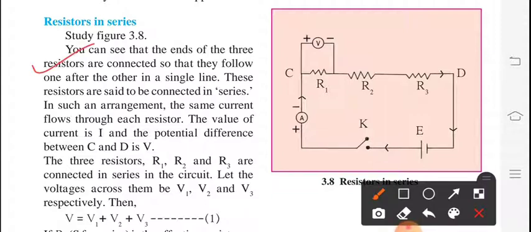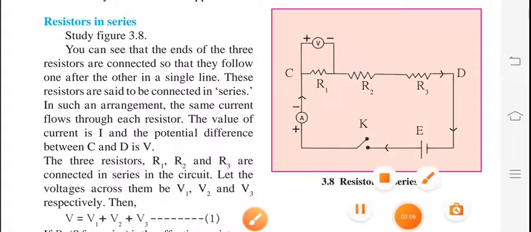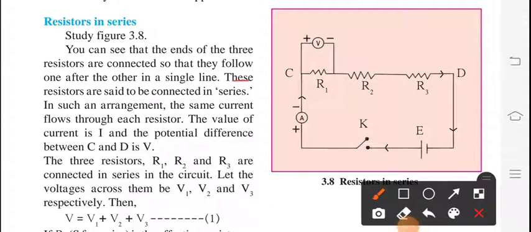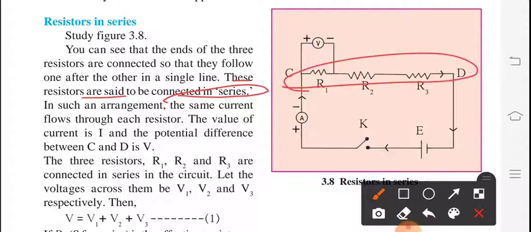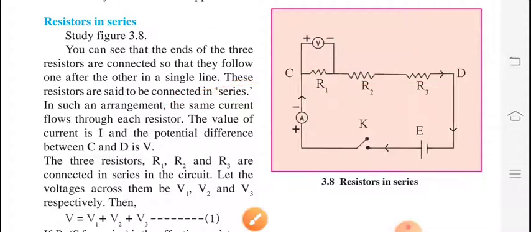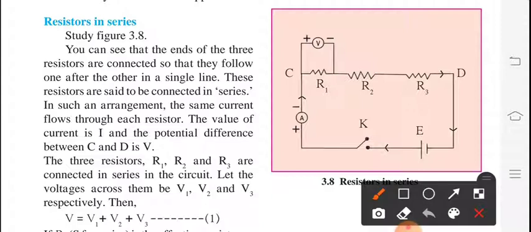We can see that the ends of the three resistors are connected so that they follow one after the other with a single line. These resistors are said to be connected in series. Resistors which are connected with a single line, such a combination is called a series combination. In such an arrangement, the same current flows through each resistor.